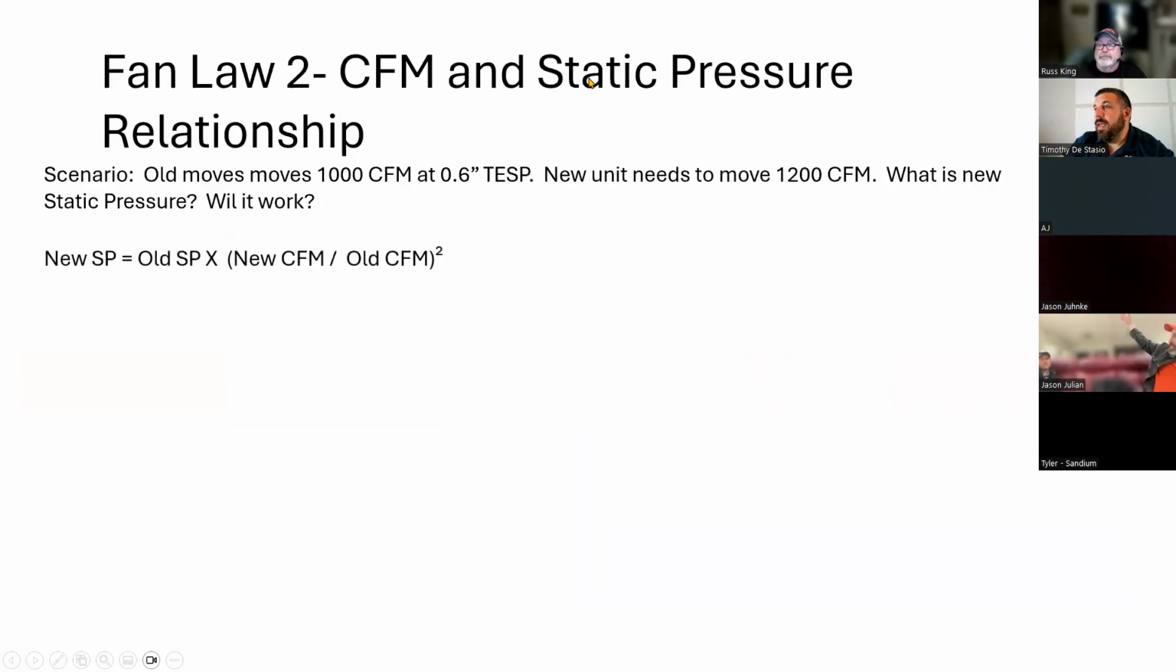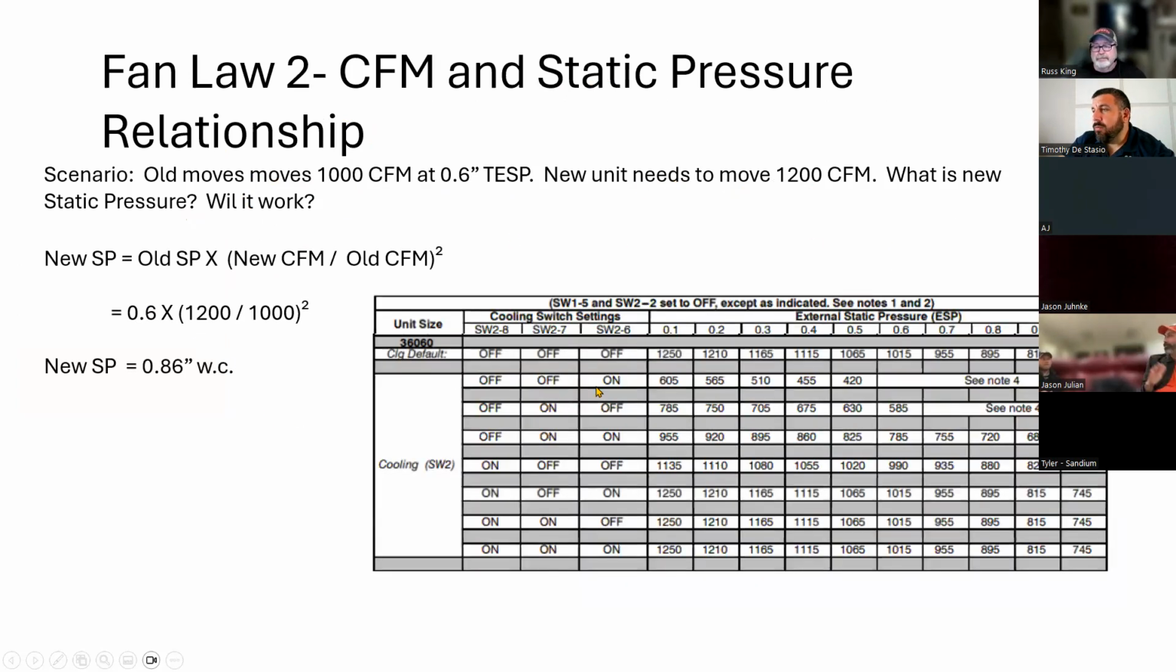And that goes back to fan law 2. If our old furnace moved 1,000 CFMs at 0.6 inches of static pressure and our new unit needs to move 1,200 CFMs, what's our new static pressure and will it work? So our old furnace, this was our old static pressure. We're going to use fan law 2, and I'm sorry I'm rushing right through this, but take a minute and look at this formula. Our new static pressure would have to be 0.86. Can this furnace move 1,200 CFMs at 0.86?